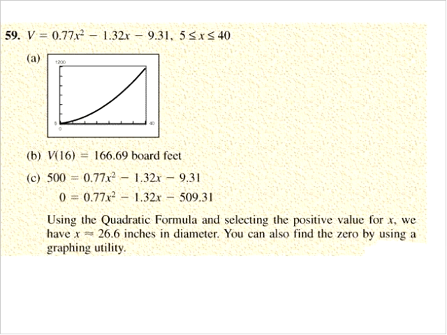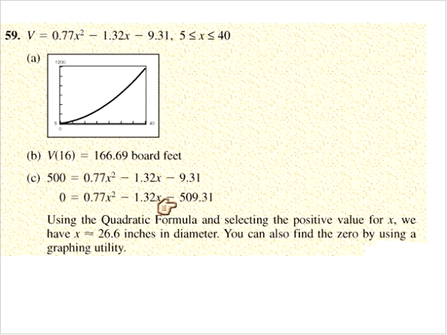Okay, so let's just start by graphing that equation, plug it into the graphing calculator, and you should get something that looks like this. Notice you will have to change your windows. They went from 0 to 40, and then 0 to 1200, it looks like, for their Y scale. So they did change that. Now B, we're going to plug in 16 for X, and then simplify. So when I plug 16 in for X, I get approximately 167 board feet.